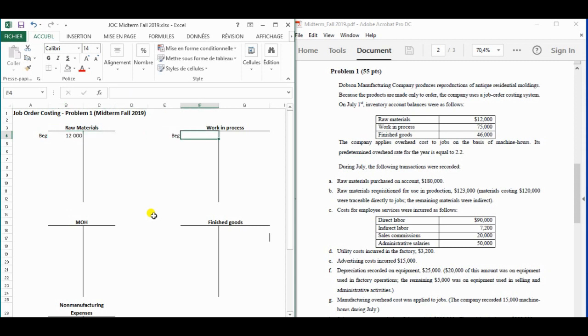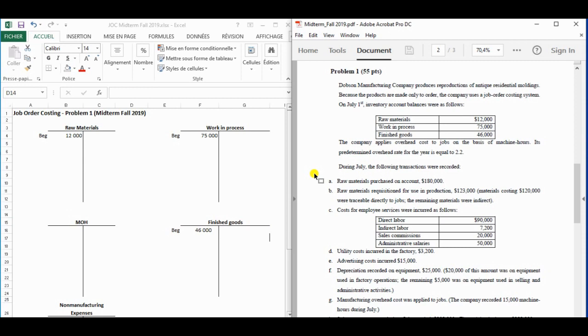The work in process inventory 75,000, and finished goods 46,000. Okay, so this is the first step. Okay, when you have the information about beginning inventories.